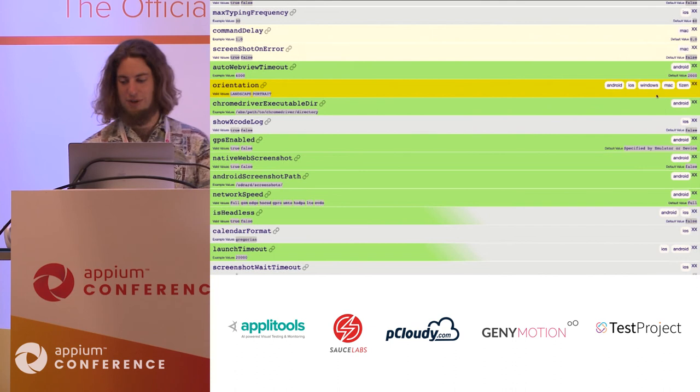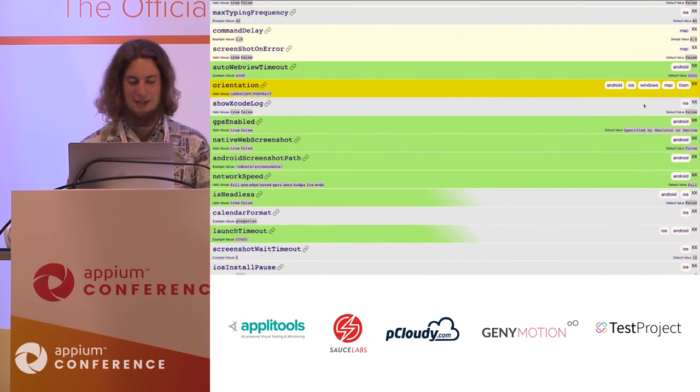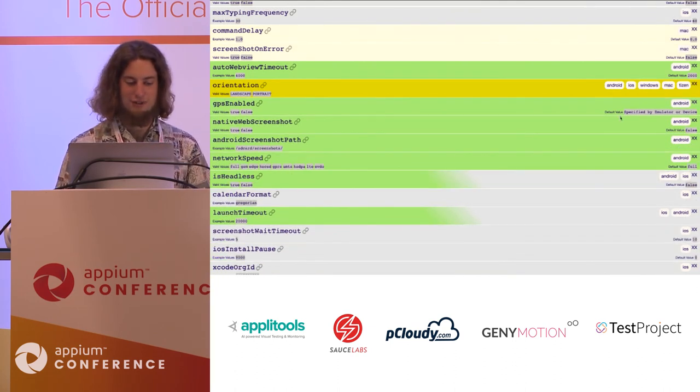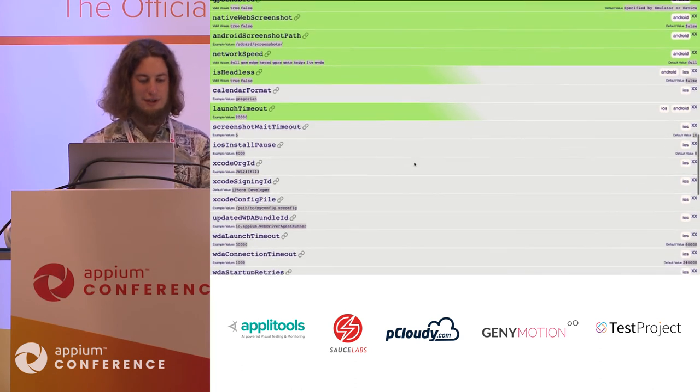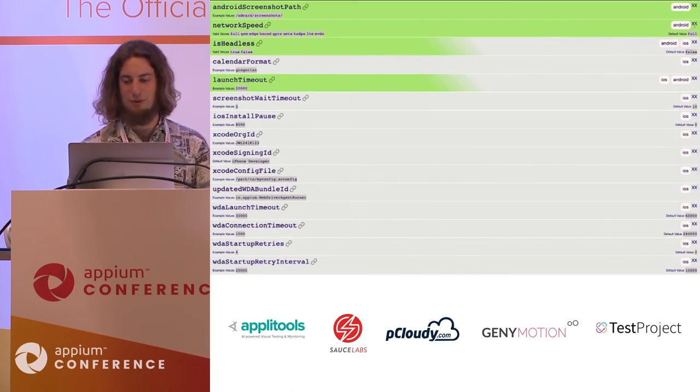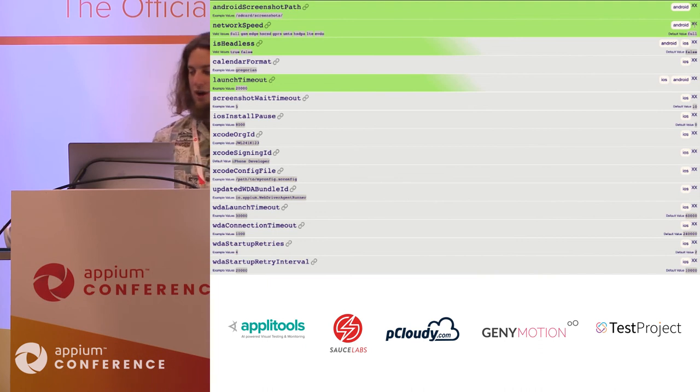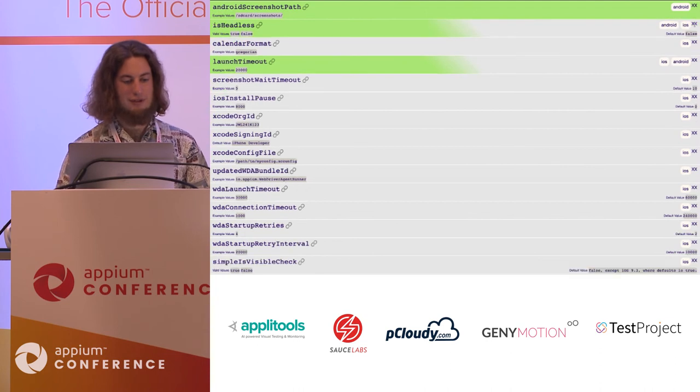Chrome driver executable directory, we've actually already talked about that. Show Xcode logs, we've got lots of logs. Network speed, that's Android only, but you can set the network speed. But it can't change the network latency. For that, you have to use the other one.